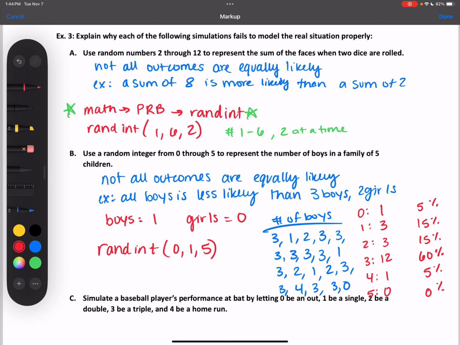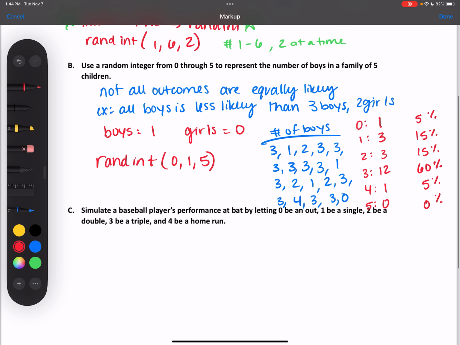All right, the next one, simulate a baseball player's performance at bat by letting 0 be an out, 1 be a single, 2 be a double, 3 be a triple, and 4 be a home run. What's the problem with this one? Those don't have the same chance. Yep. Not all equally likely. I know, I'm sure that was mind-blowing.